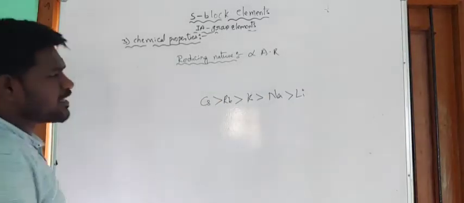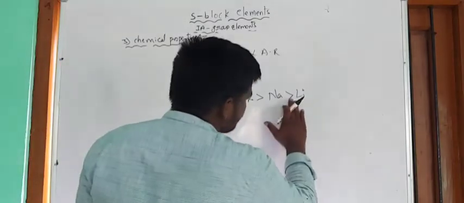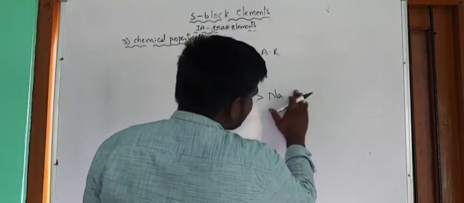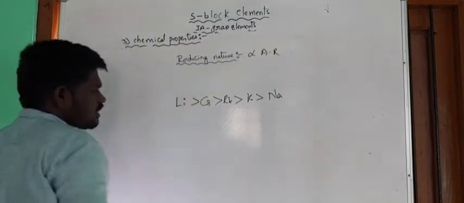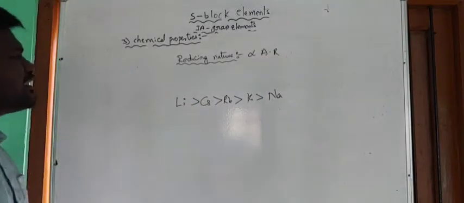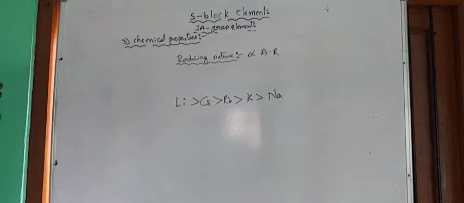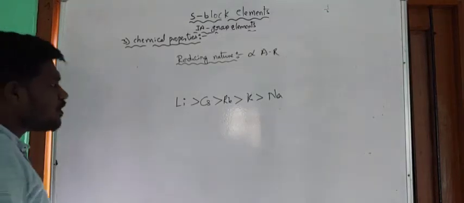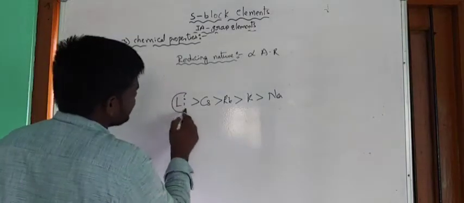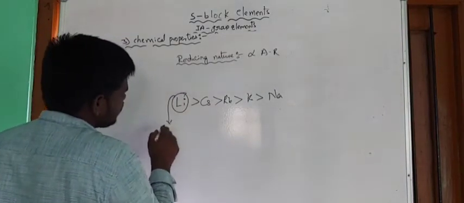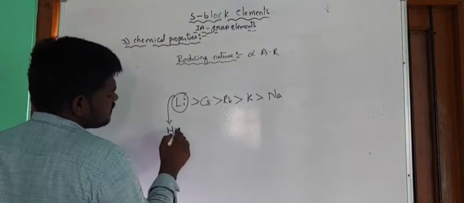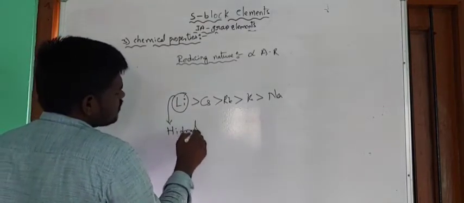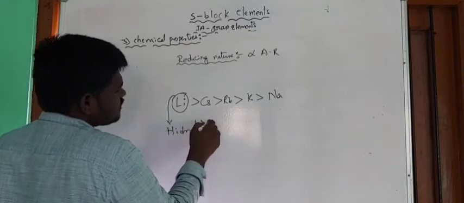This is the expected order, but the observed order is different. Lithium has more reducing nature than cesium, even though it is small in size. So what is the reason for that? The reason is that lithium has more hydration energy.